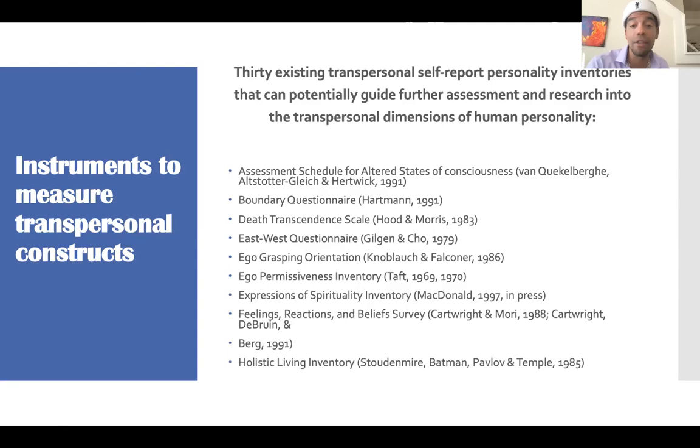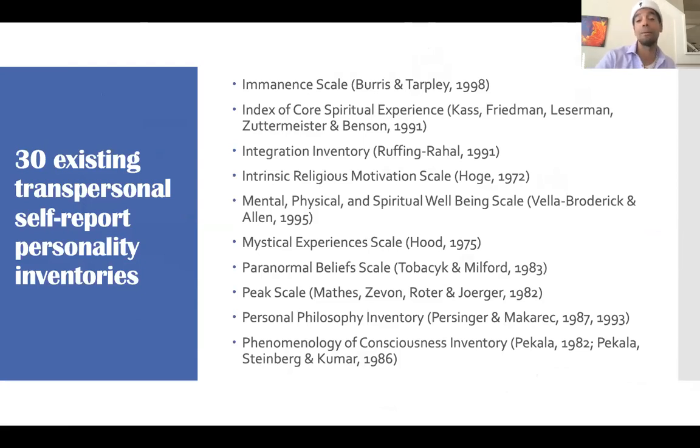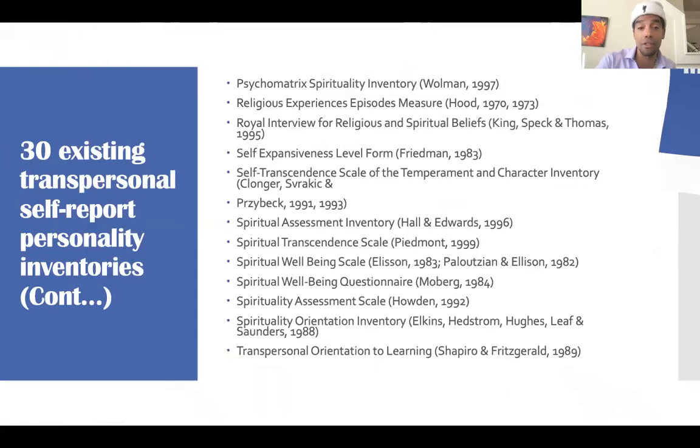So for example, there's an East-West questionnaire, a death transcendence scale, a holistic living inventory. We have the intrinsic religious motivation scale. We have the mystical experience scale, right? Paranormal belief scale, phenomenology of consciousness inventory, psychomatrix spirituality inventory. We've got self-expansiveness level form, self-transcendence scale, right? So there's the self-transcendence scale, spiritual well-being scale, which is helpful, spiritual assessment scale.